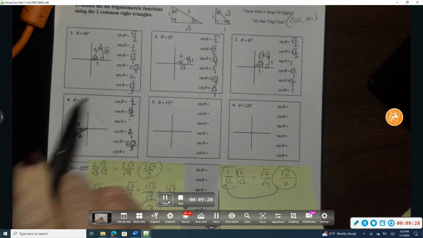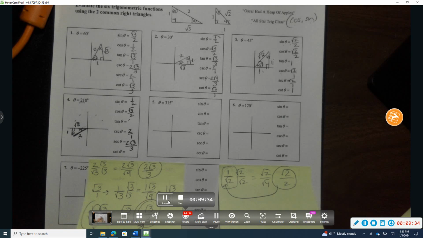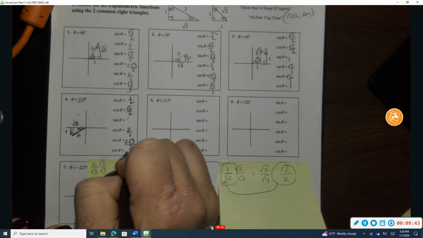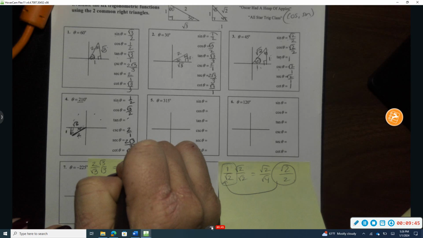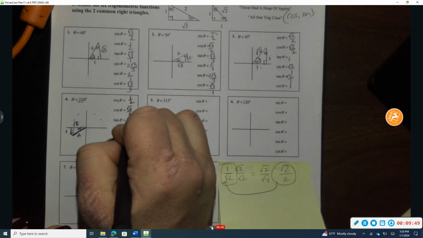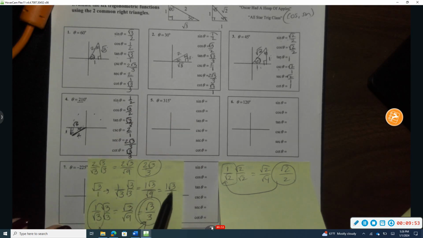Let's find the tangent. Tangent is going to be opposite over adjacent. So I have 1 over radical 3. Here's 1 over radical 3. Let me put this down so you can see. Here's 1 over radical 3. When I take the reciprocal, I end up with radical 3 over 3. So this is, hold on here. This is radical 3. My fault. This is radical 3 over 3. So 1 over radical 3 is equivalent to radical 3 over 3. Now 1 over radical 3, when I take the reciprocal, I get radical 3 over 1.